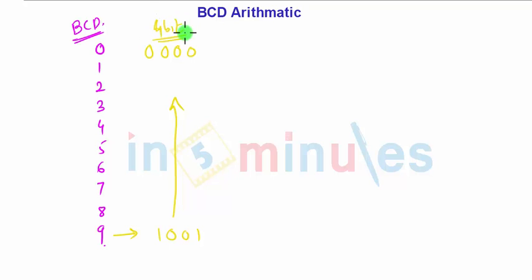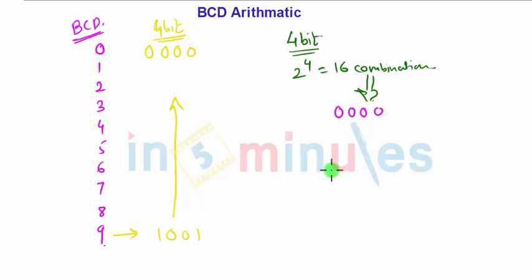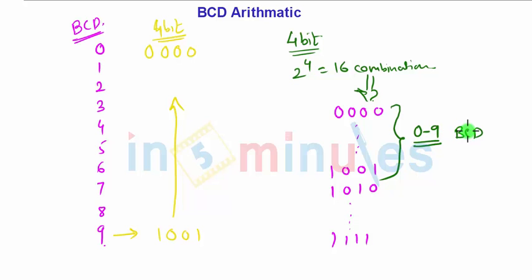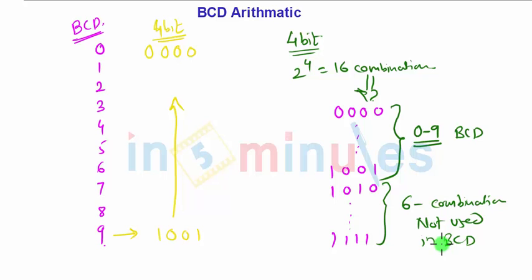But you have 2 raised to 4, that is nothing but 16 combinations, starting from 0000 to 1001, and along from 1010 to 1111. Now 0000 to 1001, that is nothing but 0 to 9, these are the BCD numbers. But you still have 6 combinations that are not used in BCD, and you need to skip these 6 combinations, that is from 10 to 15, or A B C D E F if you convert into hex. So you need to skip these 6 states to again reach the valid BCD, that is nothing but the 0. That's why we are adding 6 in the addition and subtracting 6 in the subtraction.